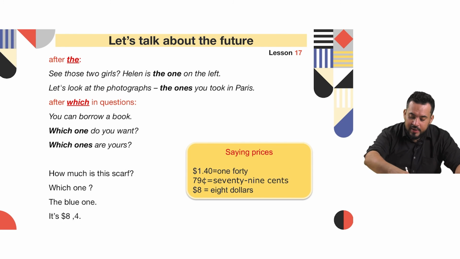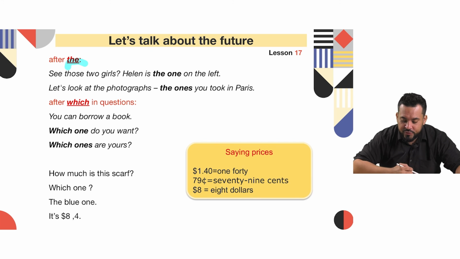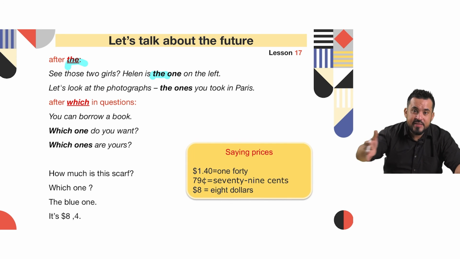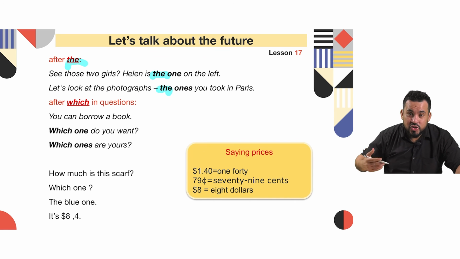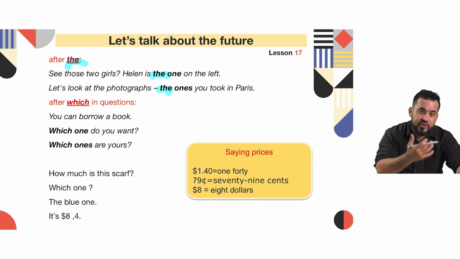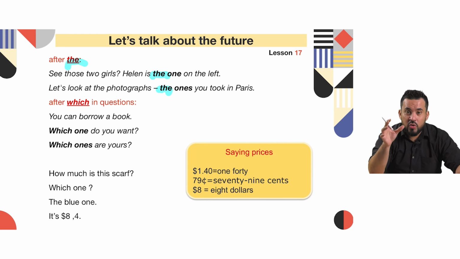All right, let's see. After the. See the two girls? Helen is the one on the left. Let's look at the photographs. The ones you took in Paris. So here we used ones because it's plural. We're talking about photographs, so there is more than one photograph. So here we talk about photographs as ones in plural after the.